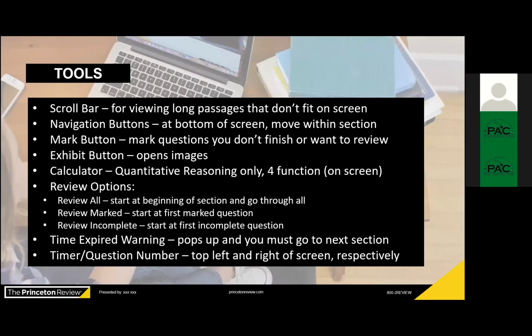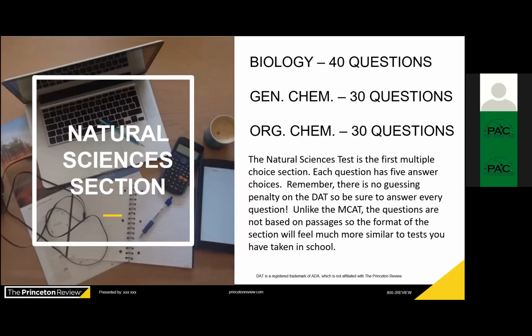So on the actual exam, there are tools on the screen, and we'll show examples of this in a couple slides, but there's a scroll bar, there are navigation buttons, and you can mark questions that you didn't finish or want to review later. There's a calculator that you can use on screen, but it's pretty simple. They'll give you a warning when time is about to expire. And there's a timer and question number at the top left of your screen. Later in this slideshow, you'll see an example of what it actually looks like. But before we get there, let's talk about the different sections of the exam.